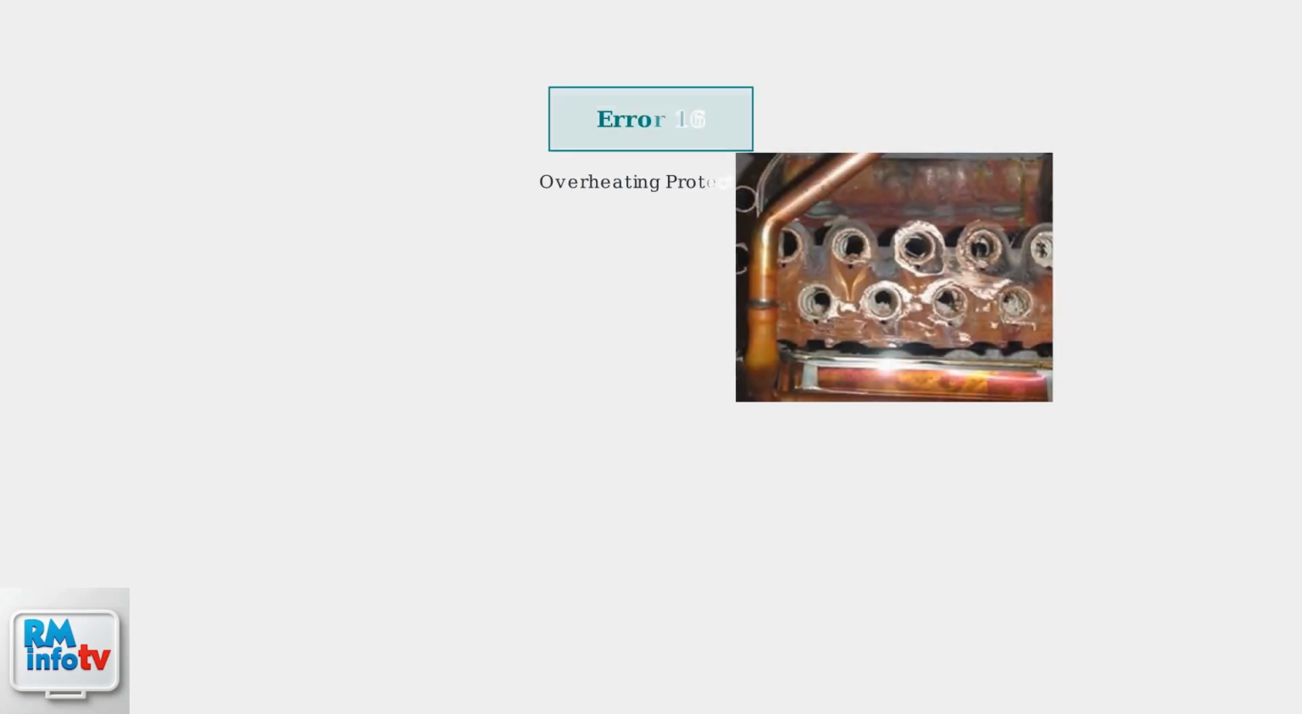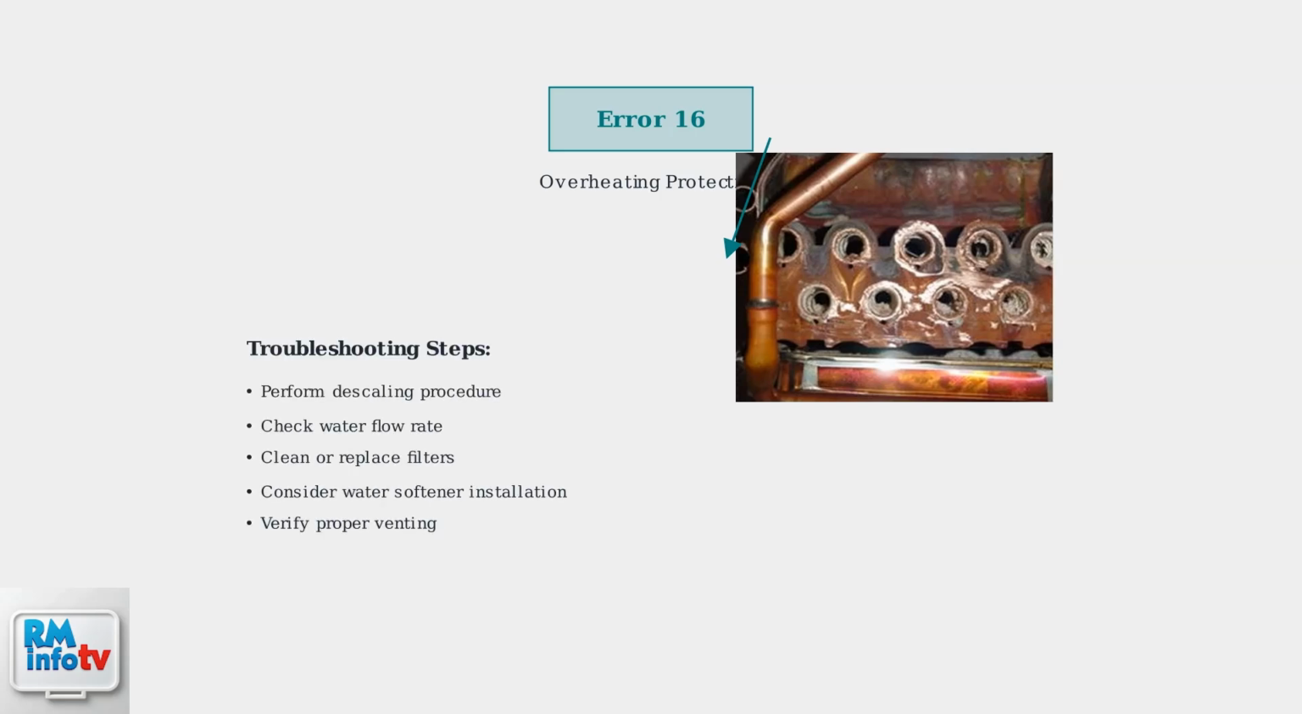Error code 16 signals overheating protection has been activated. This is often caused by scale buildup from hard water, which reduces heat transfer efficiency and can damage the heat exchanger. To resolve overheating issues, you should descale the unit regularly and consider installing a water softener in areas with hard water. Low water flow and clogged filters can also trigger this error.